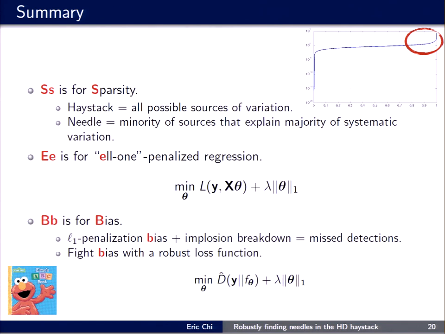I'll end here with just the last letter of the day, which is B, and that's for bias. L1 penalization bias plus implosion breakdown bias can lead to misdetections. And so if you want to deal with this, you need to change your loss function.